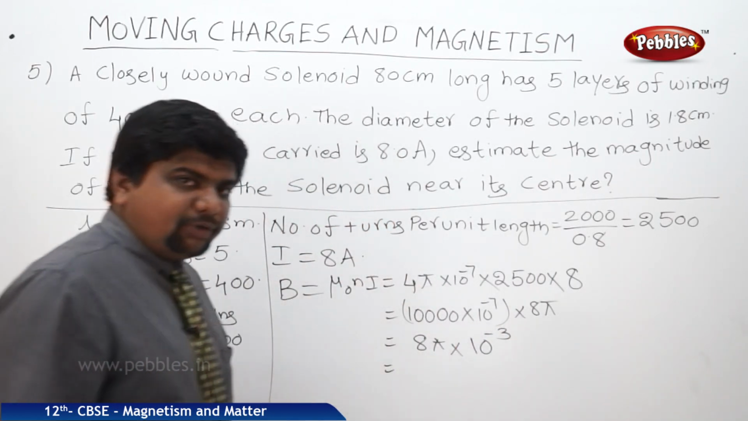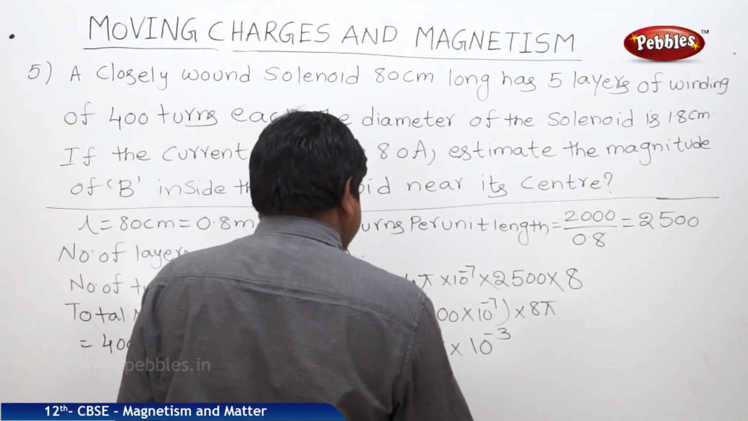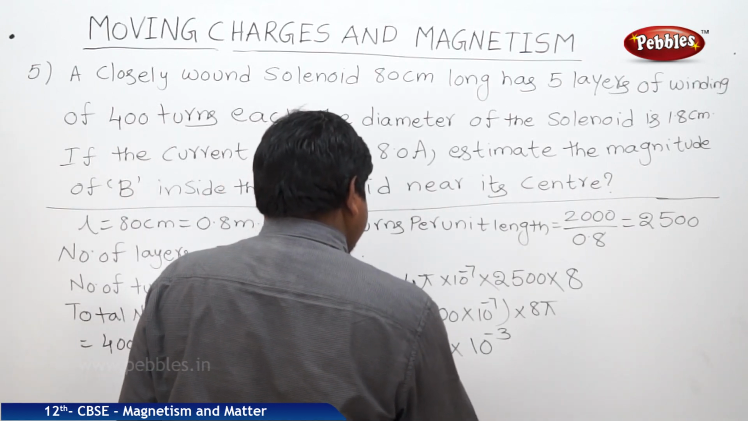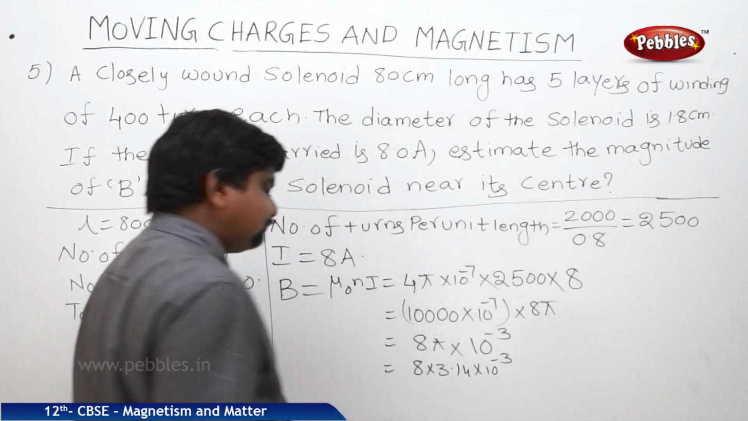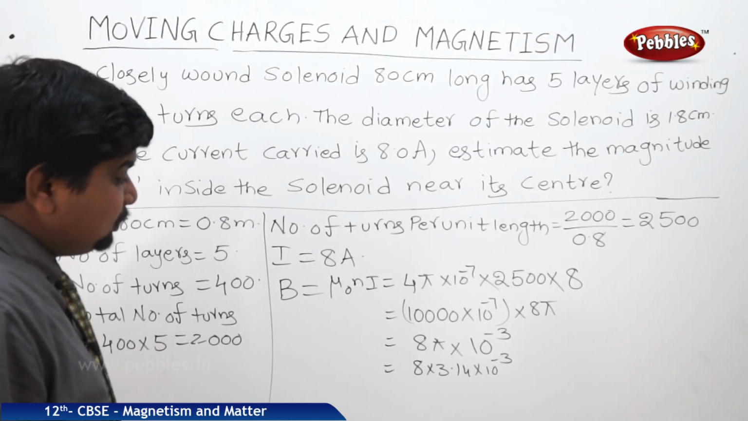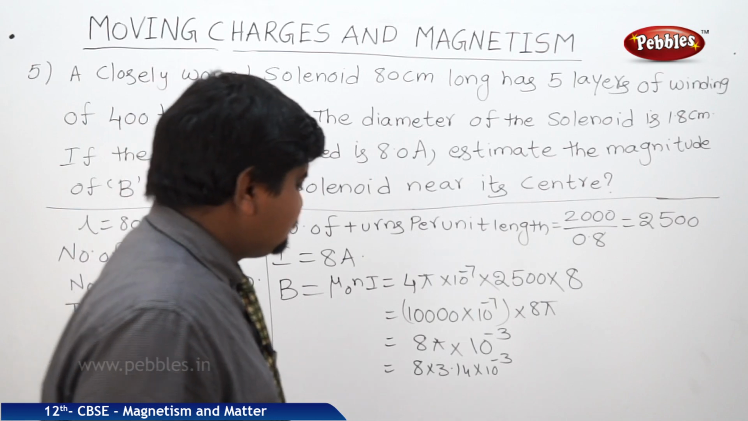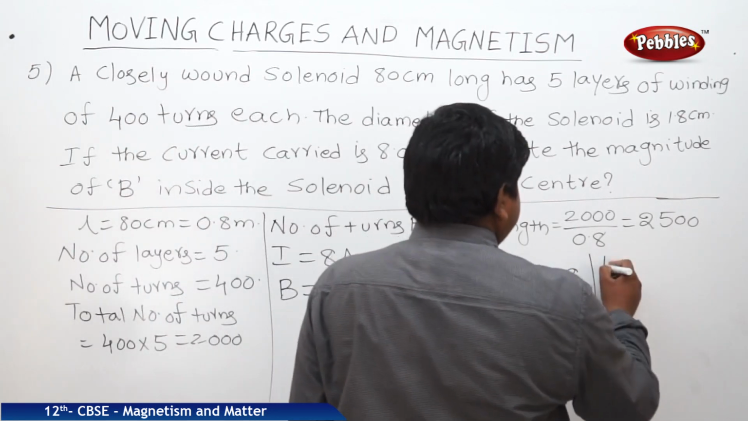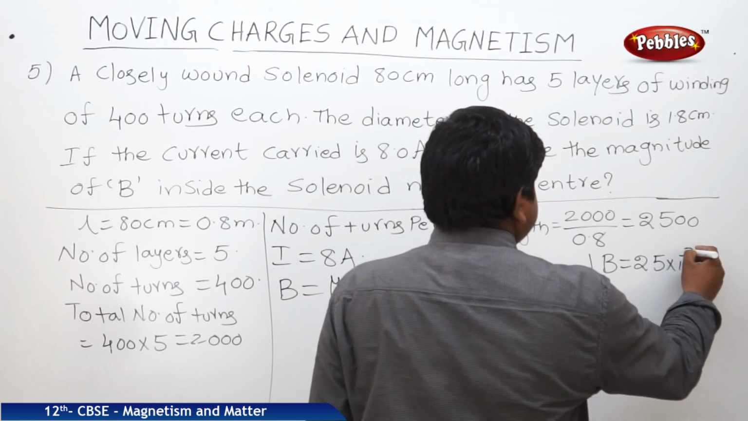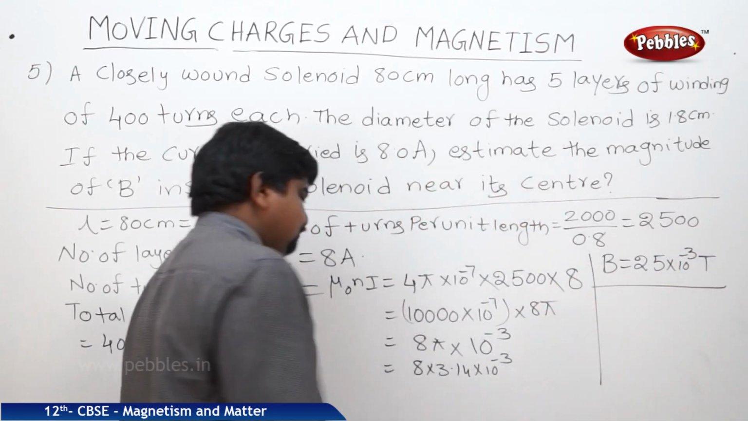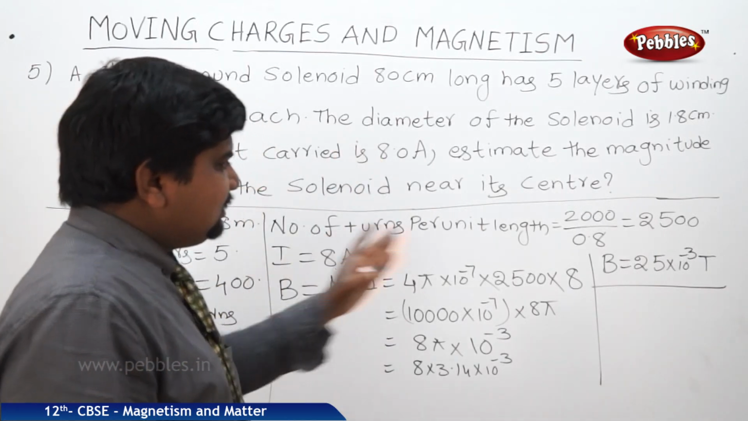So pi is 3.14. So 8 into 3.14, approximately we will get 25.12 into 10 to the power of minus 3. Therefore B is equal to 25 into 10 to the power of minus 3 Tesla. This much is the field inside the solenoid near its center.